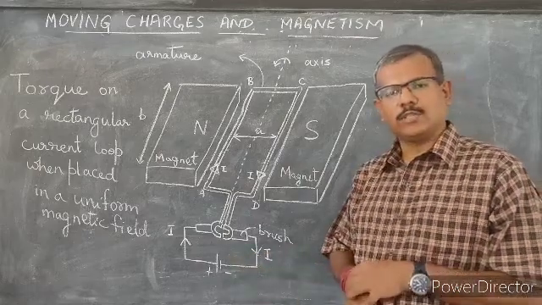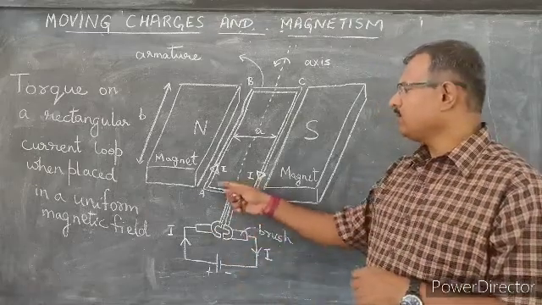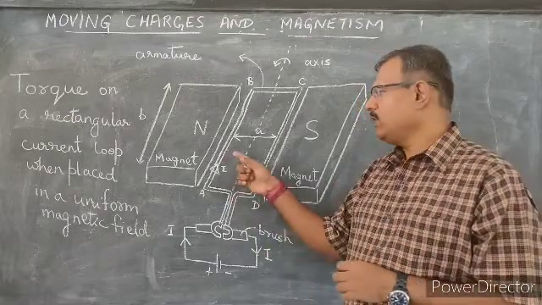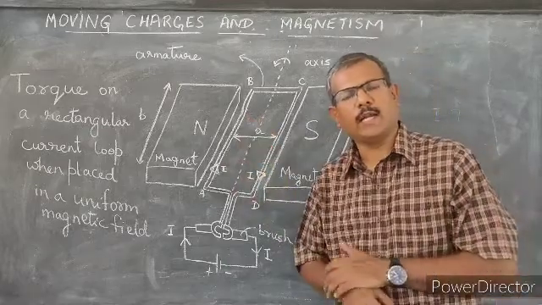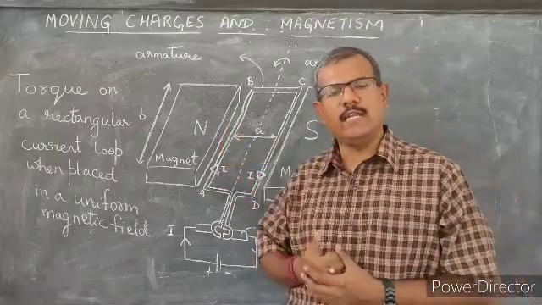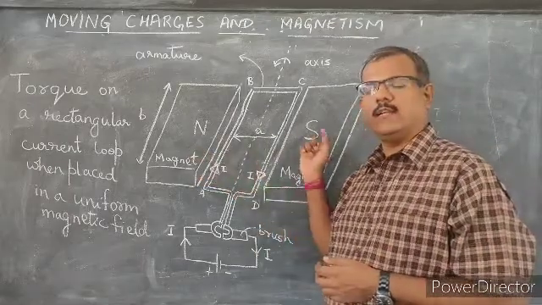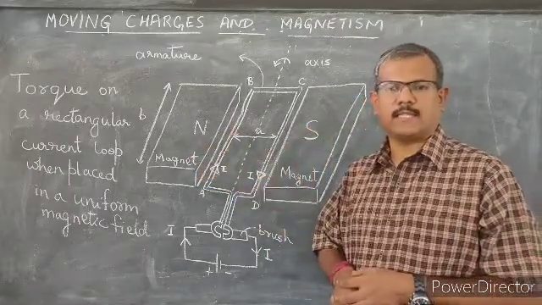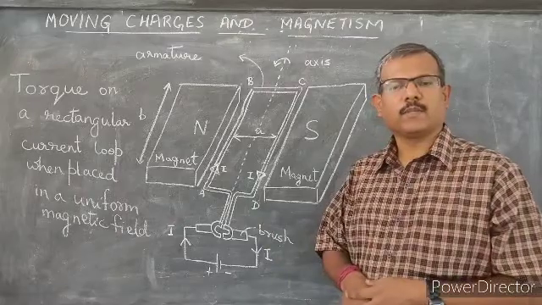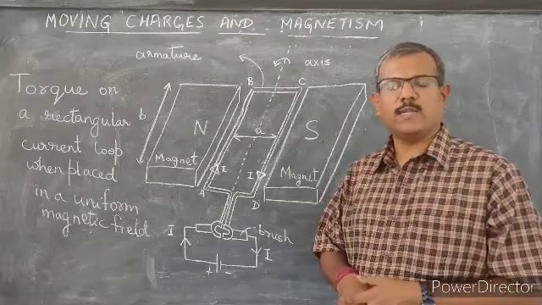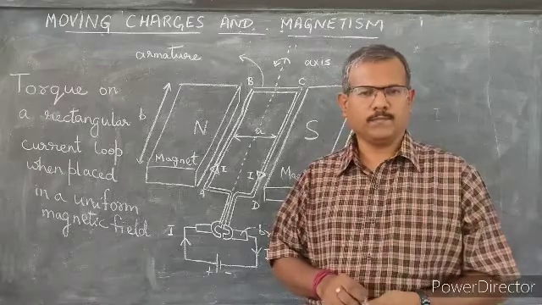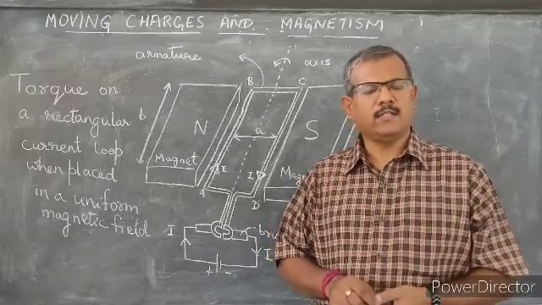Whenever the switch is closed and current is made to flow through this rectangular pathway, we know that flow of current through a current carrying conductor generates a magnetic field, and that generated magnetic field will now interact with the magnetic field in which this loop has been placed. So let's discuss this whole scenario in two stages. The first stage we consider is the case when the plane of the loop is parallel to the magnetic field.